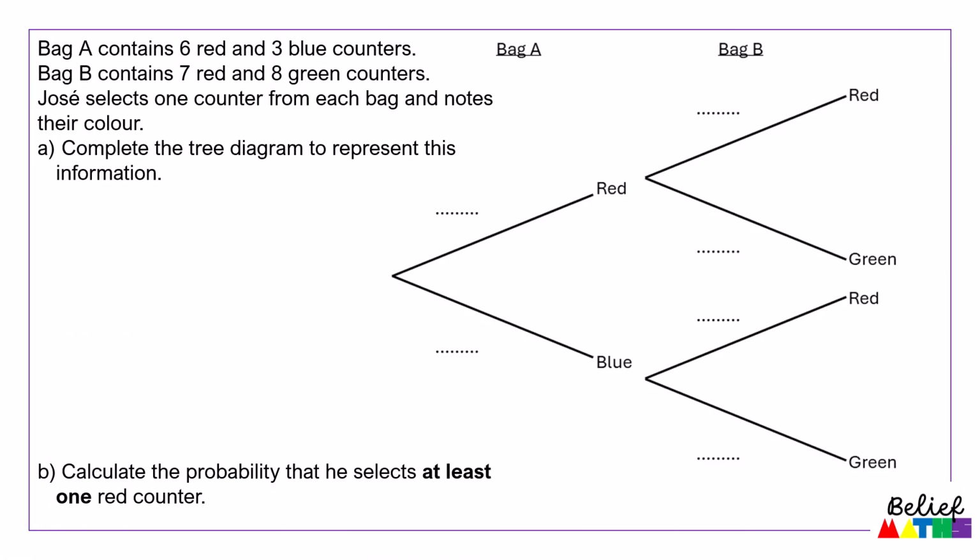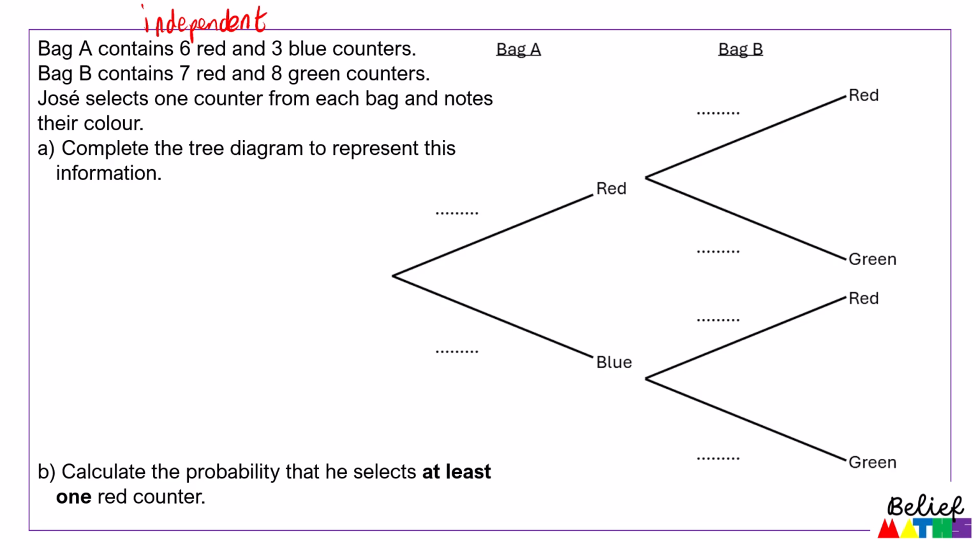Now looking at this second question, we're told bag A contains 6 red counters and 3 blue counters, and bag B contains 7 red and 8 green counters. Because they're separate bags, we can straight away see that these are independent events, because they're 2 different bags.